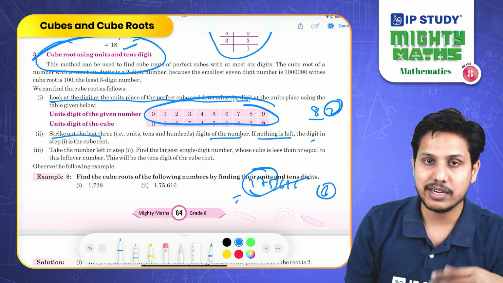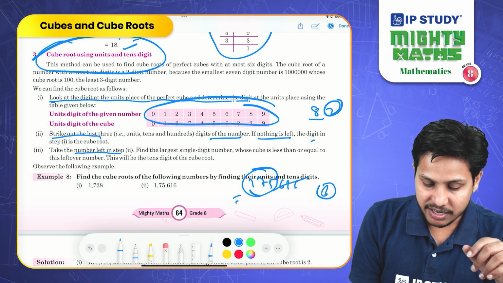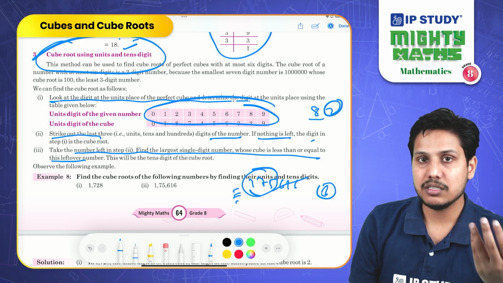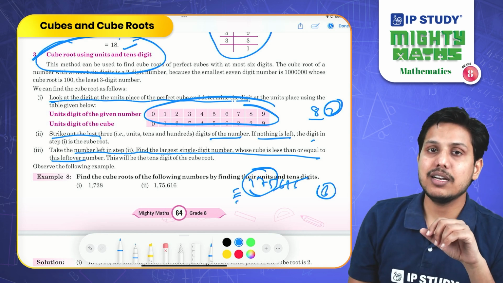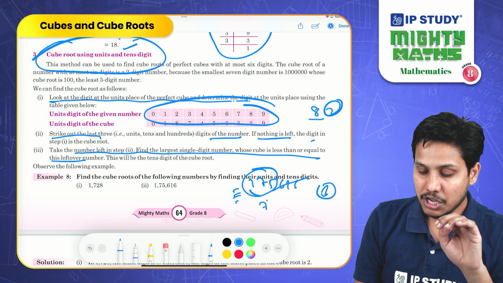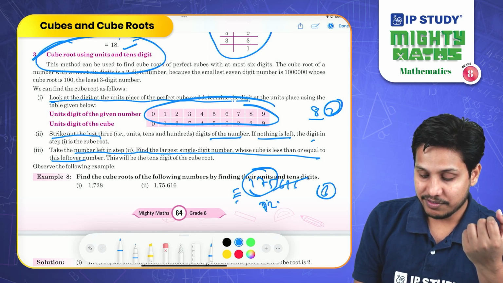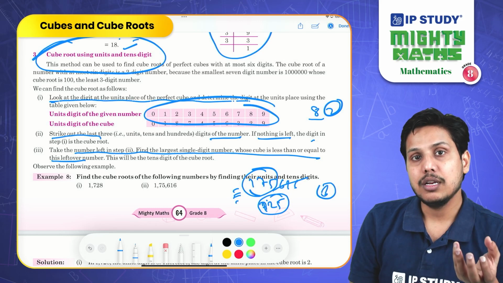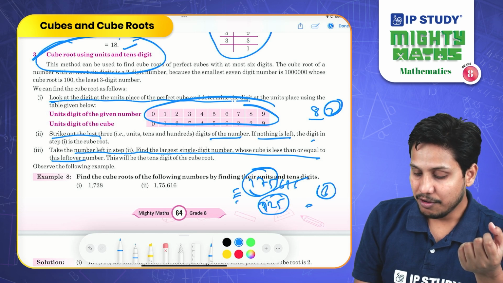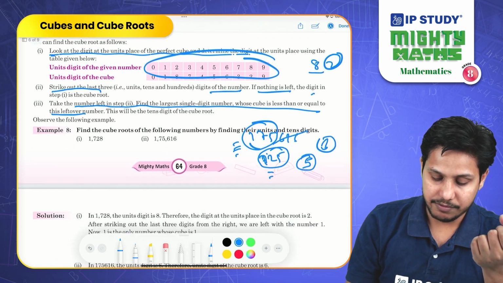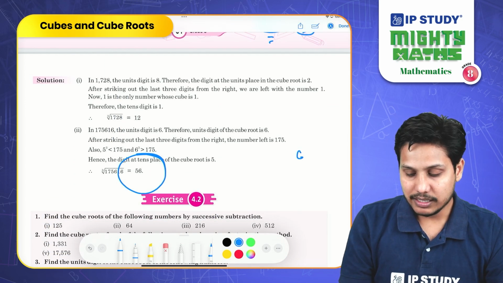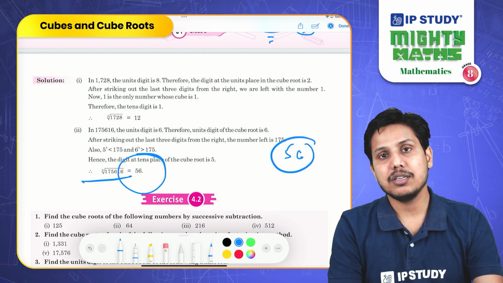But here we have 175. Let's see what we have to do. Take the number left in step 2 and find the largest single digit whose cube is less than or equal to this leftover. So we have to find the perfect cube nearest to 175 and less than 175. We know that the cube of 6 is 216 and the cube of 5 is 125. So 125 is the nearest perfect cube below 175. It means the tens place will have 5. So the answer will be 56, because the unit digit was 6 and the tens digit was 5. So the cube root of this number is 56.